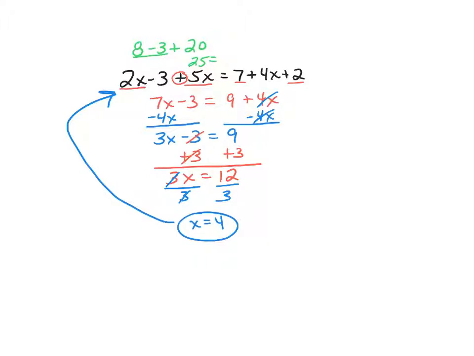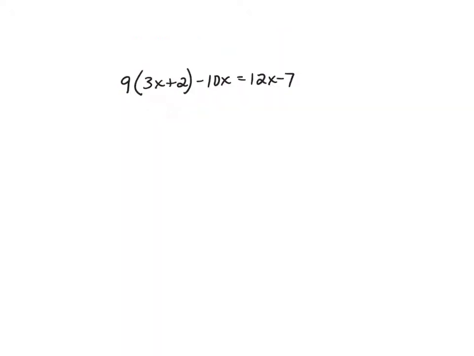If I did all the work right, the other side also has to equal 25. So let's put the 4 in there. And in here I have 7 plus 4 times 4 is 16 plus 2. Let's see, 7 plus 16 gives me 23. 23 plus 2 gives me 25. So yes, 4 did work. Remember, you can always go back in and check to make sure that you do have the correct answer.